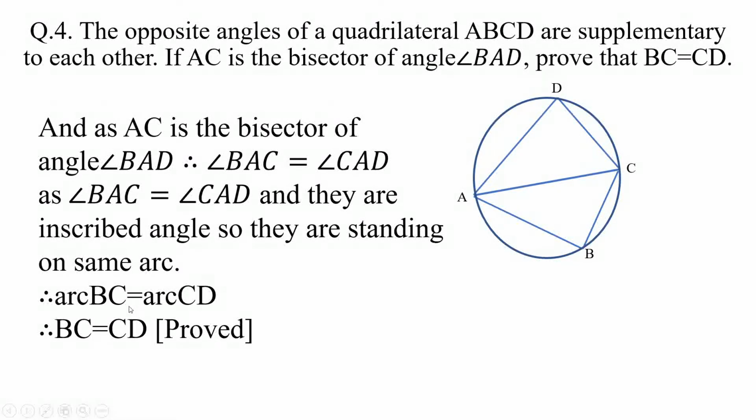If these two arcs are equal, then the chords joining the two end points of the arcs are also equal. That means if arc BC is equal to arc CD, then joining B and C we get a chord BC, and joining C and D we get a chord CD. Therefore BC equals CD. So proved.